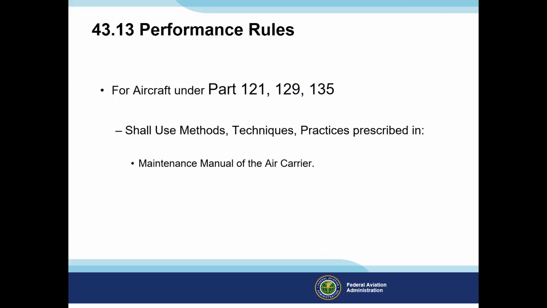Now we get into Parts 121, 129, and 135. If you're working on an air carrier's op specs, you must use the maintenance manual of the air carrier. Each air carrier has a GMM, or general maintenance manual, or they have a continuous airworthiness maintenance program, or CAMP. Next slide.